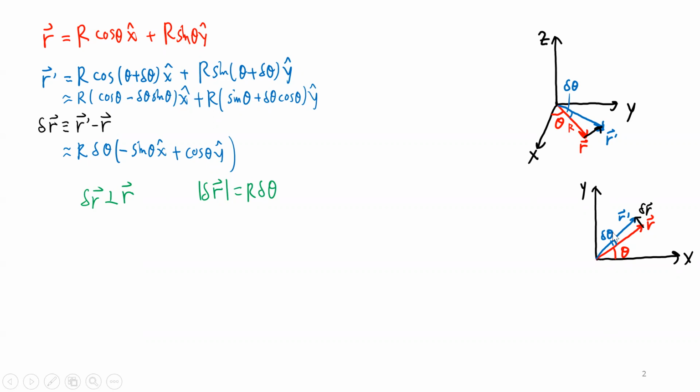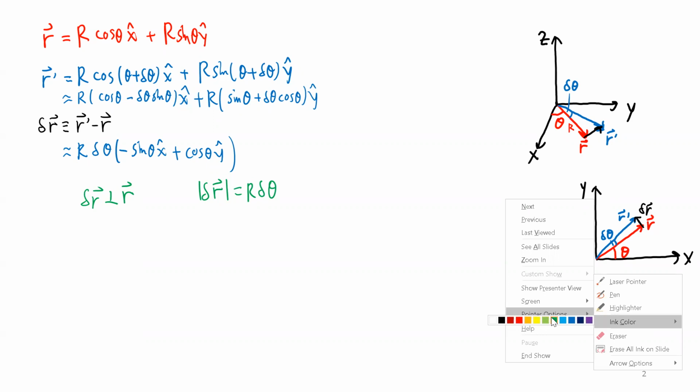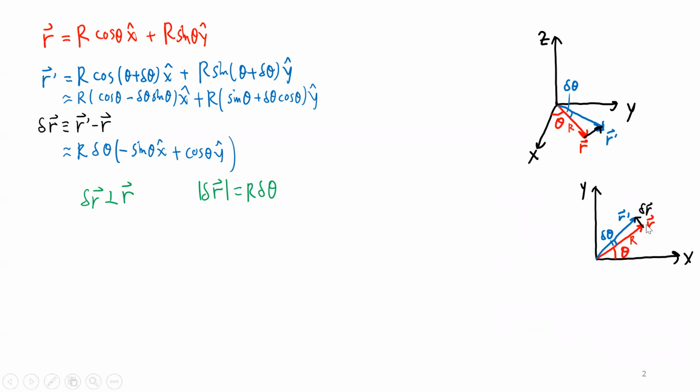Again, geometrically, you can also see why. If you imagine that this is small enough, then this small triangle just behaves like a small circular arc here. Then this delta R divided by big R is just given by delta theta.